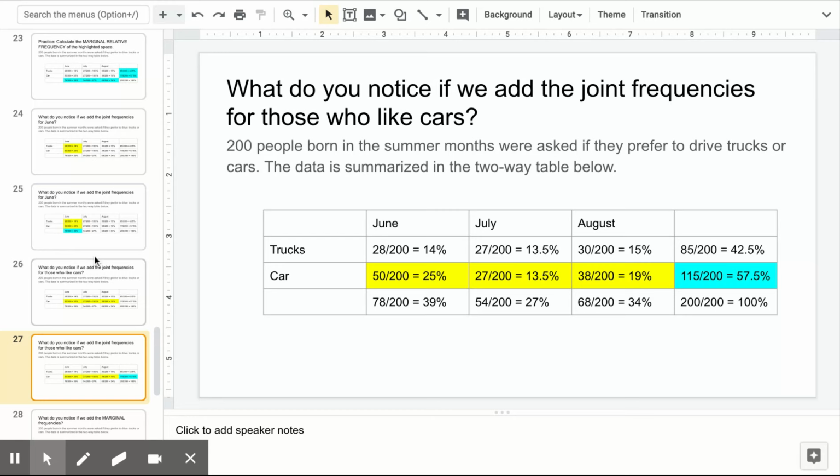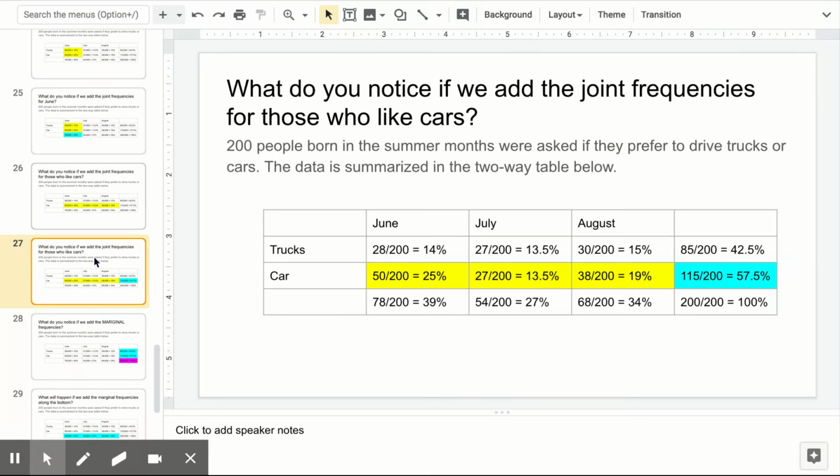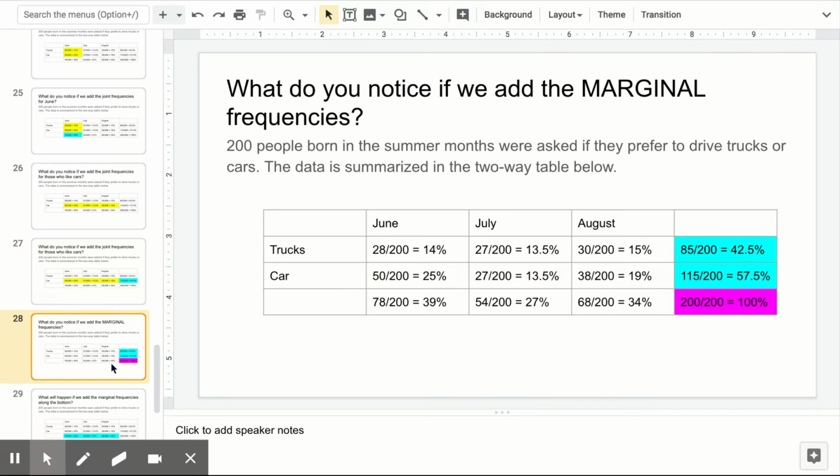So that's a pattern that you saw yesterday with two-way tables. It's still true here. Let's take it a little bit further. What do you notice happens if we add the marginal frequency? So if we add that column at the end there, what do you notice happens? Yeah, so again, you should have noticed that it adds up to 100%. 42.5% plus 57.5% is in fact 100%.